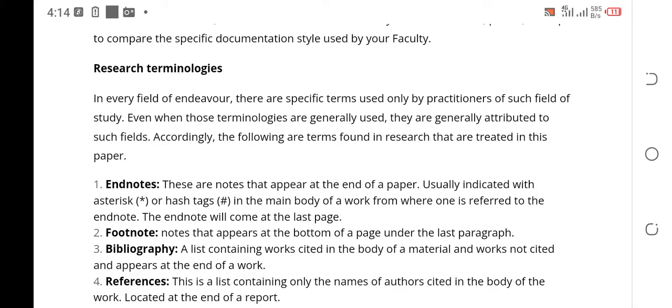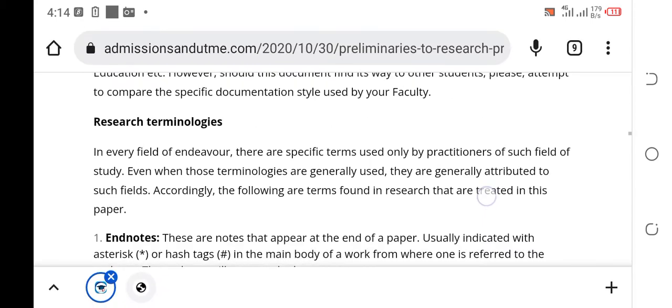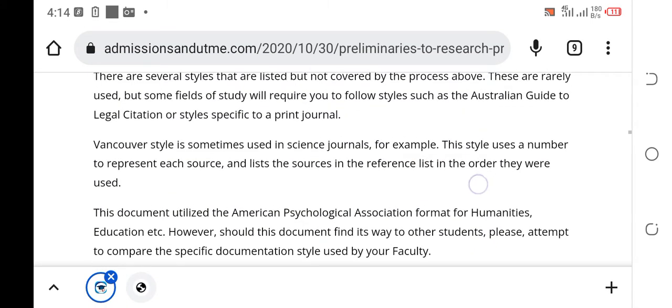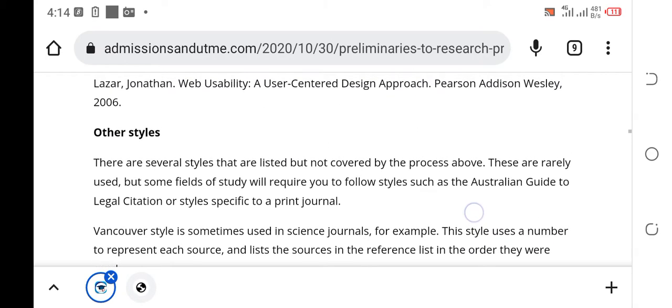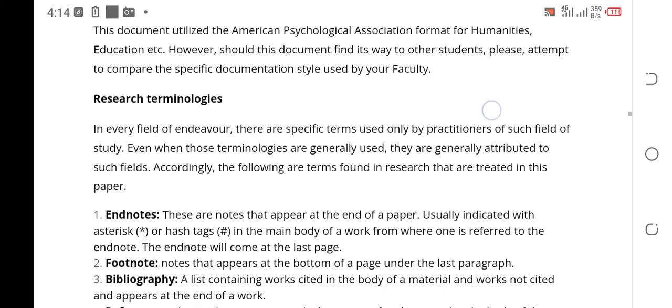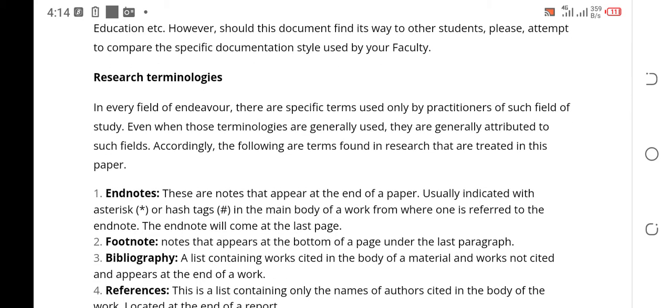In this class, we are going to talk about research terminologies. Recall that in our previous class, research practice class 7, we discussed referencing style. We talked about the APA referencing style, which is American Psychological Association, MLA, Vancouver, Chicago, amongst others. Now here in part 8, we are going to discuss research terminologies.